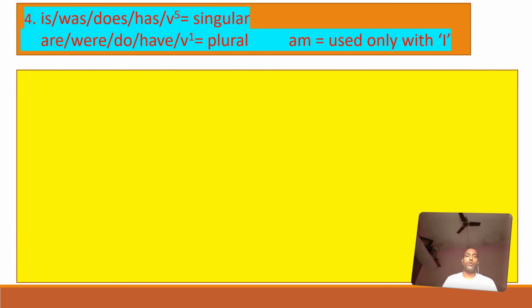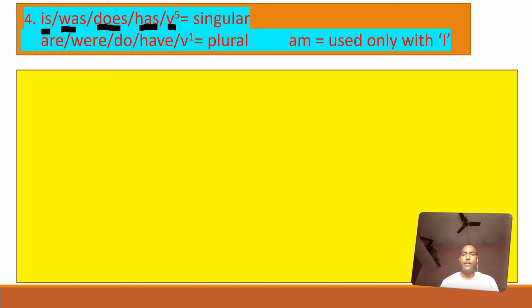Now we are going to introduce the next rule. We have to be careful about certain words. Is, was, does, has, or verb 5, they are always singular. And just opposite of is are, opposite of was were, does do, has have, verb 5 verb 1. So they are plural. So be careful again. Is, was, does, has, and verb 5 are singular, and are, were, do, have, and verb 1 are plural.